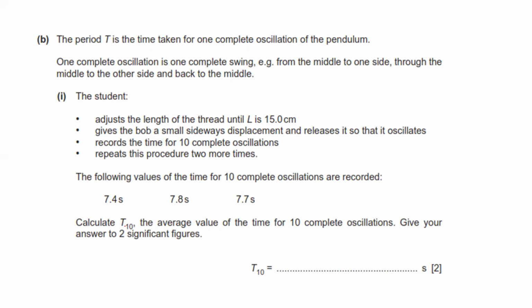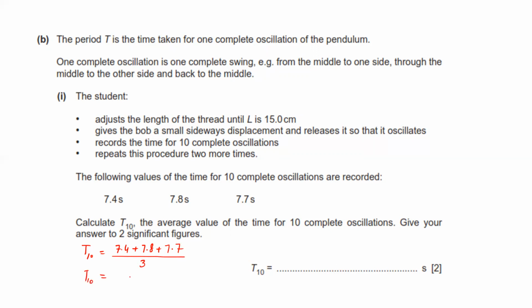Calculate the time for 10 oscillations, T10, the average of the times for 10 oscillations. Give your value to two significant figures. So how to calculate the average? Remember, you have to show the working properly. Do not just simply use the calculator and write the value. This is for 2 points: 1 point is for showing the working properly and then writing the correct answer to two significant figures. If you write out the answer directly, you will lose points. So T10 is basically 7.4 plus 7.8 plus 7.7 divided by 3. That will be our average.